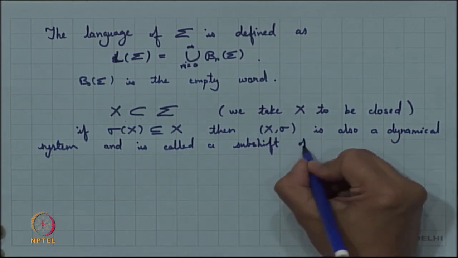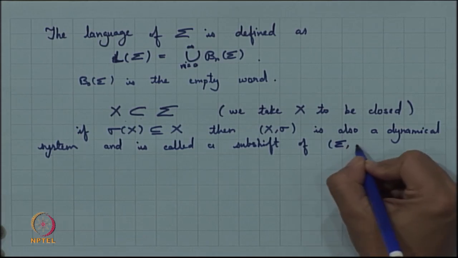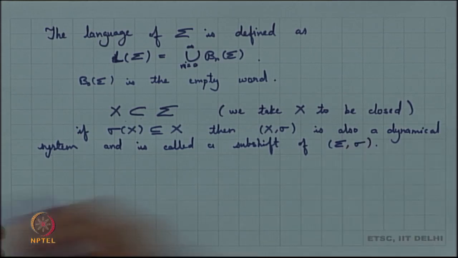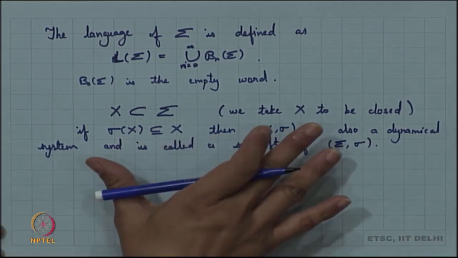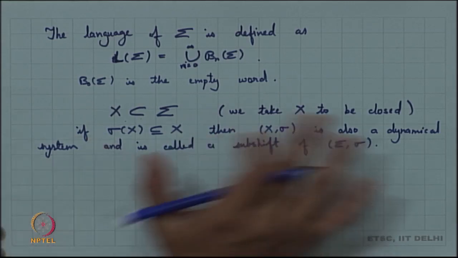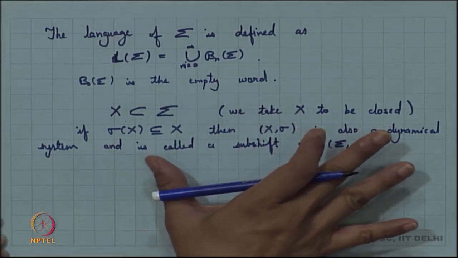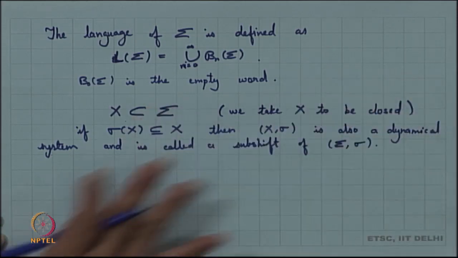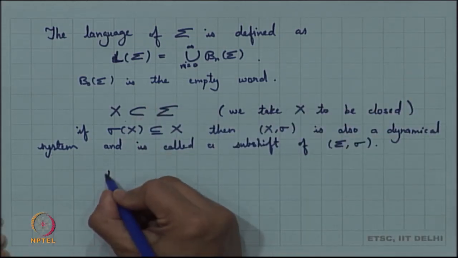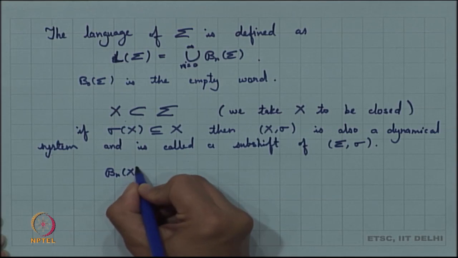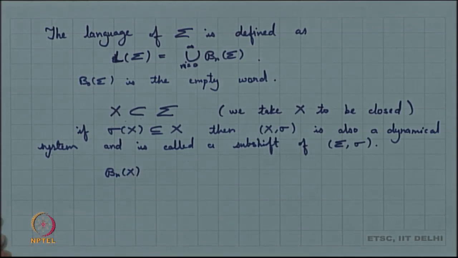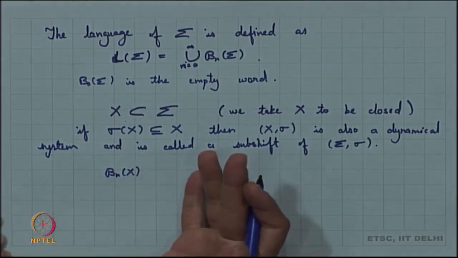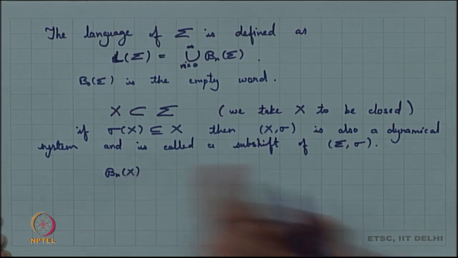This is a subshift of the full shift, or the subshift of the original shift system sigma. So, this is a subshift. Now, when we think of a subshift, we can again think of what are all the words that we can define on this subshift. So, on this subshift we define the words B(X). Again we know that B(X) will be the set of all words.